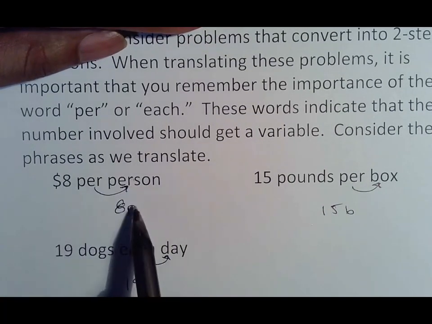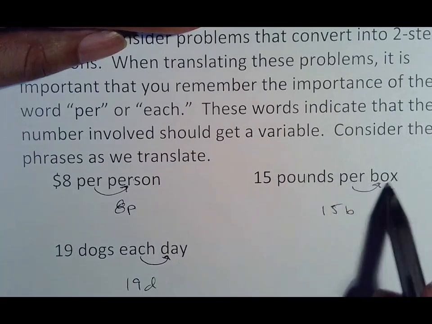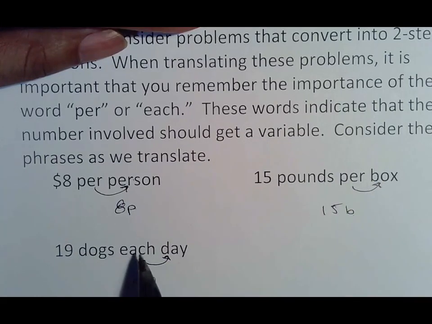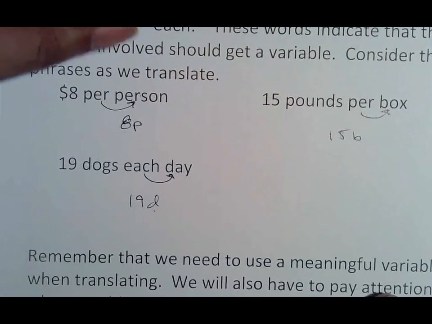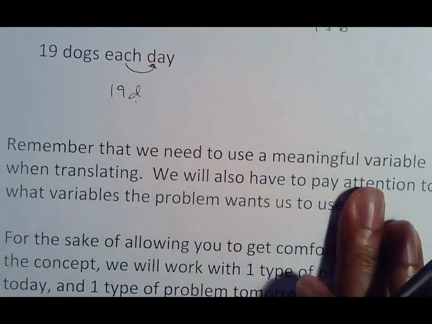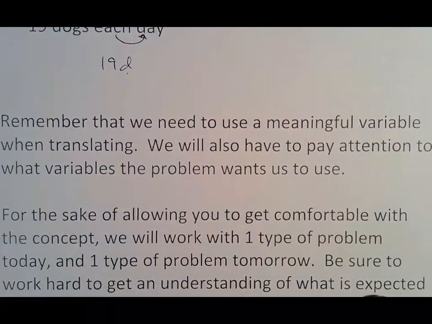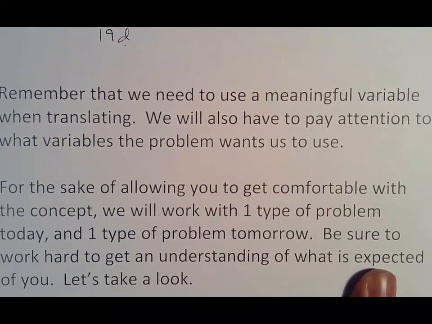Again, 8 per person, so use p. 15 per box, so use b. 19 dogs each day, so use the letter d. Again, that's how you figure out what variable you should use. So remember, you need to use meaningful variables when you translate. We'll also have to pay attention to what variables the problem wants us to use.